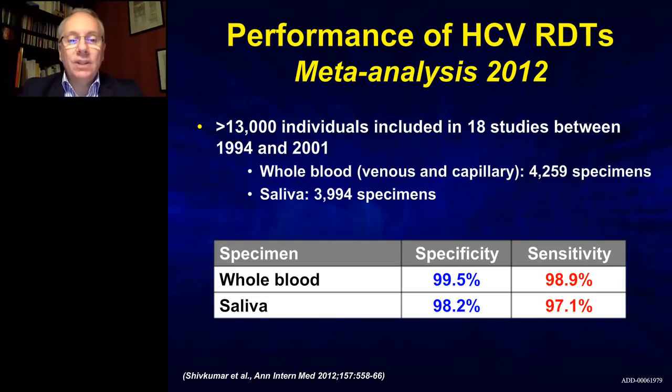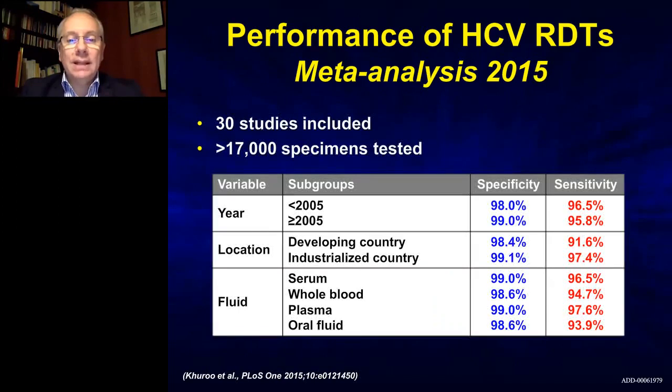And interestingly, in another meta-analysis published more recently, 30 studies, more than 17,000 specimens, there was a comparison of the parameters that could influence the performance of the HCV RDTs. And importantly, the year of testing did not have any influence on specificity or sensitivity. The fluid from which this was done did not influence either the performance in terms of sensitivity and specificity.